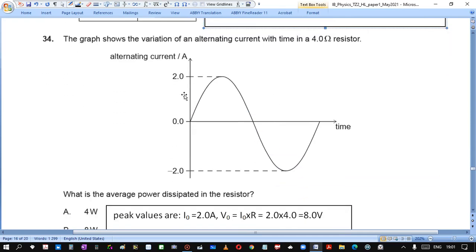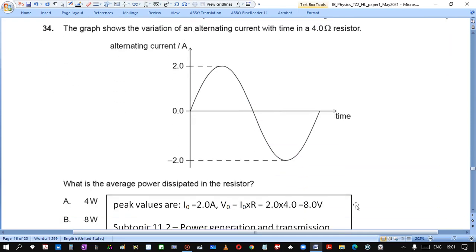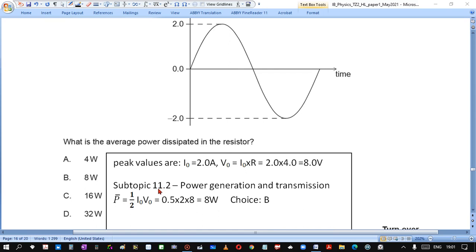Question 34. The graph shows the variation of an alternating current with time in a 4 ohm resistor. So it is a sine function. What is the average power dissipated? So we have peak values here. The alternating current peak value is 2 amperes. If we multiply by resistance, we get peak voltage. And from subtopic 11.2, we have the formula for average power: 1 over 2 times peak voltage times peak current. So we get choice B.